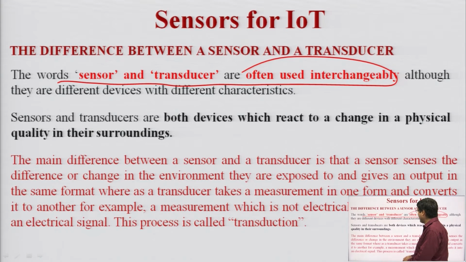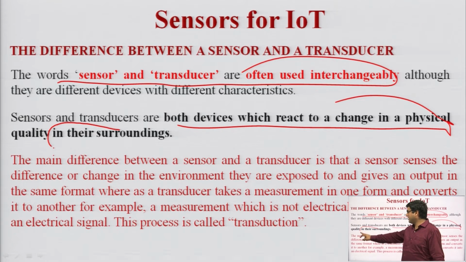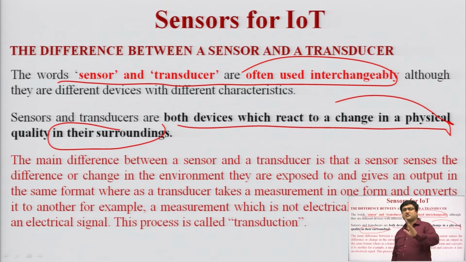But they have some different characteristics. Sensors and transducers are both devices which react to a change in a physical quantity in their surroundings. One thing common is that both devices react to a change in a physical quantity in their surroundings. For example, in our environment, we have various physical quantities like heat, pressure, moisture, humidity, etc. So, both detect that and convert it into meaningful information.